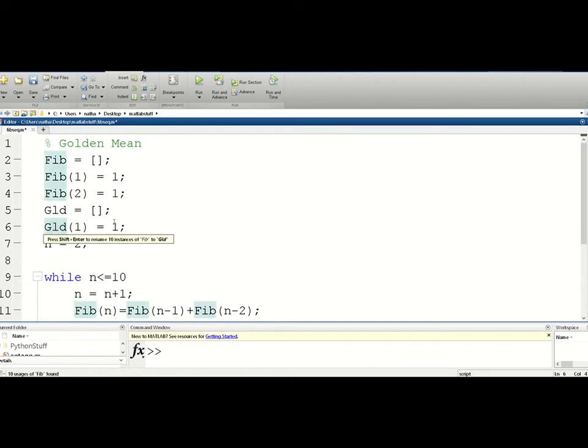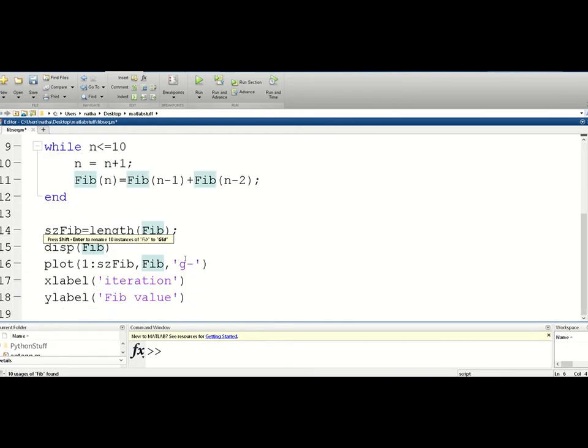Oh, you see how I'm copying and pasting? I'm so lazy. Okay.